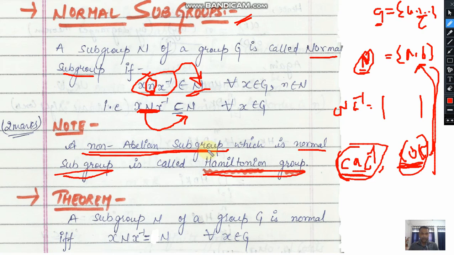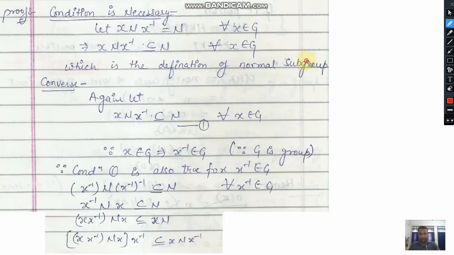Now we will prove a theorem. In this theorem we will prove that N will be a normal subgroup if this result is satisfied, and this is a bidirectional result. It means when xNx inverse is equivalent to N, then this N will be a normal subgroup, and when N is a normal subgroup, then this result will hold. So this starts the proof.